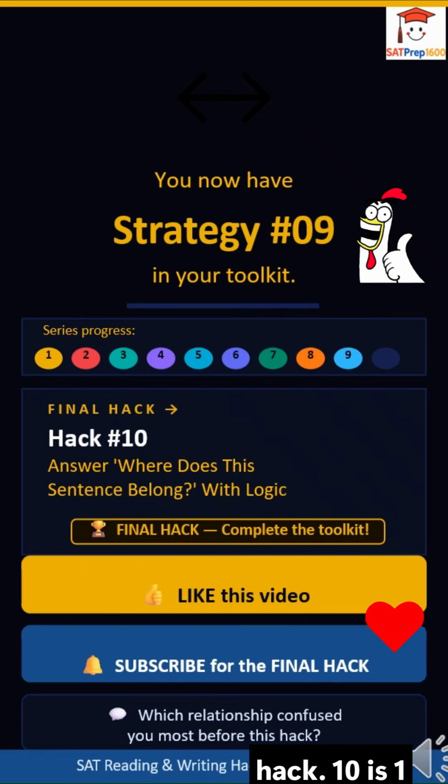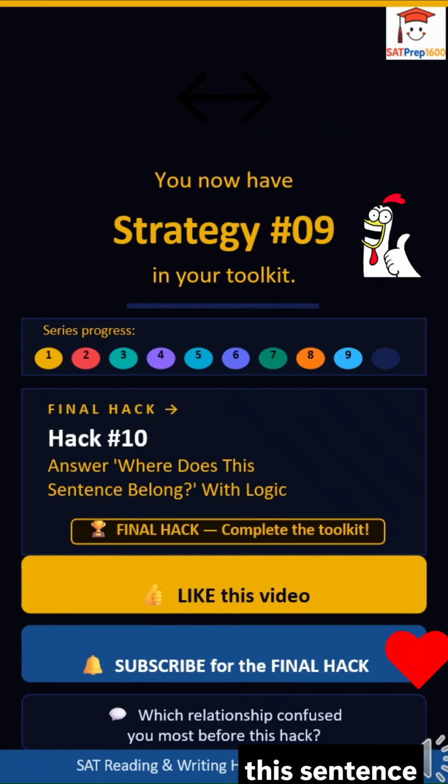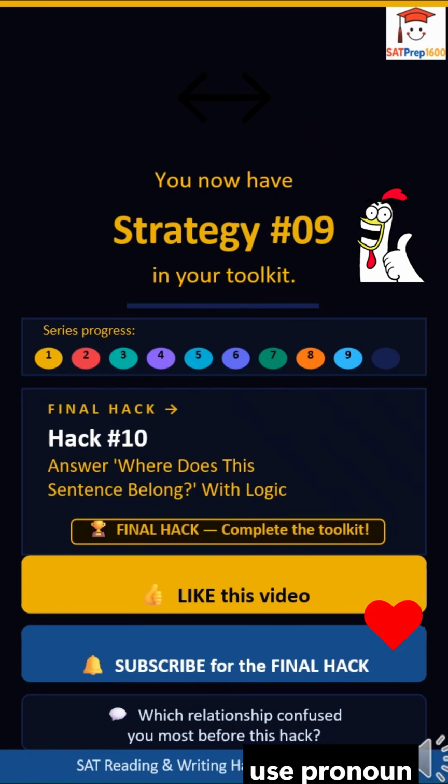And hack 10 is one students consistently get wrong. It's the sentence placement question. Where does this sentence belong in the paragraph? I'll show you exactly how to use pronoun references and logical flow to answer it in seconds.